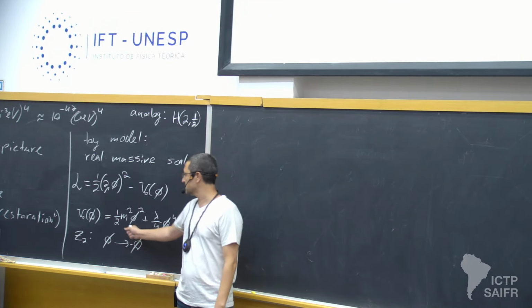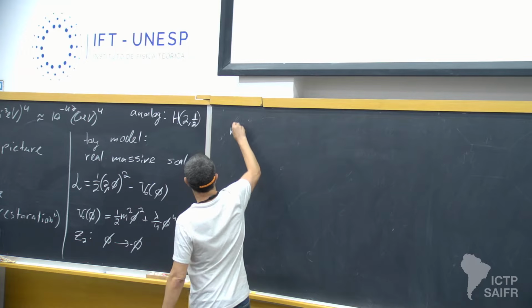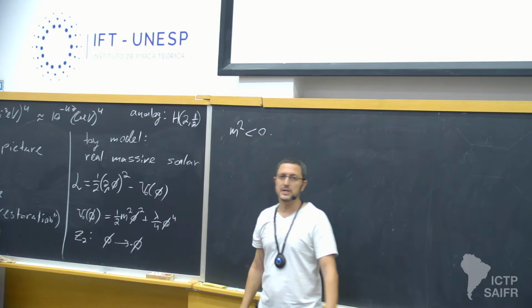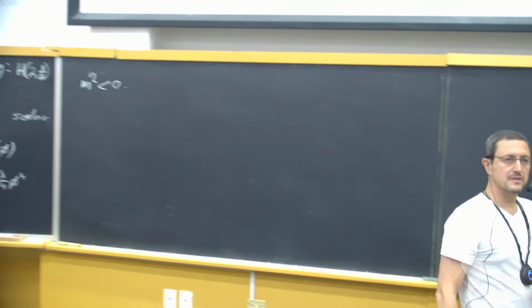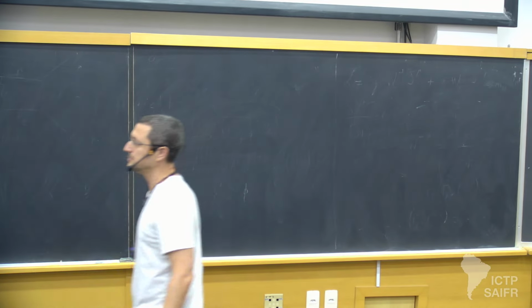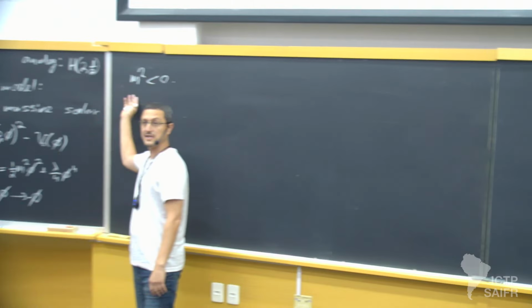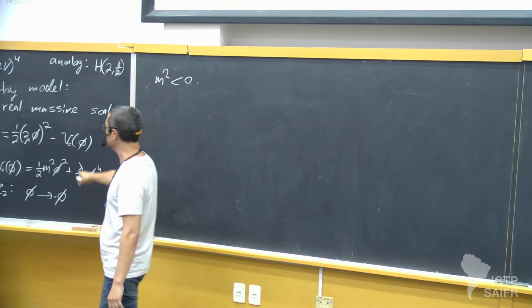So nature has chosen the mass term m squared to be negative. This is a real parameter. It's a real scalar field. But this real parameter happens to be negative. That's very amusing. So we can plot this potential.